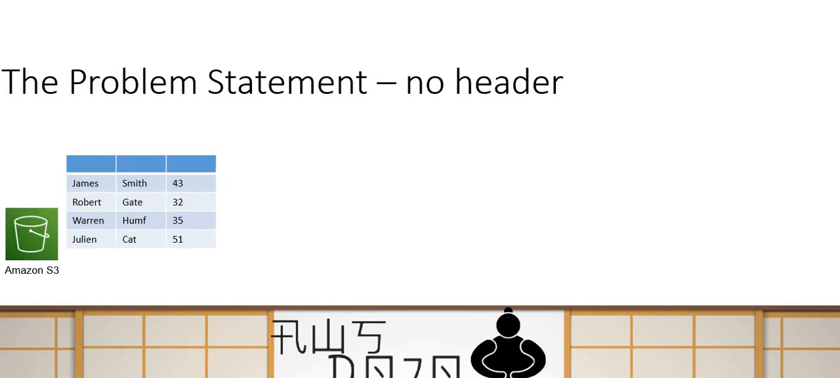The other challenge you will come across is when you have no header. So you get a file, but you have no header. For instance, you can see here I have a mix of data where I've got first name, last name, and age. So I have strings and a number.